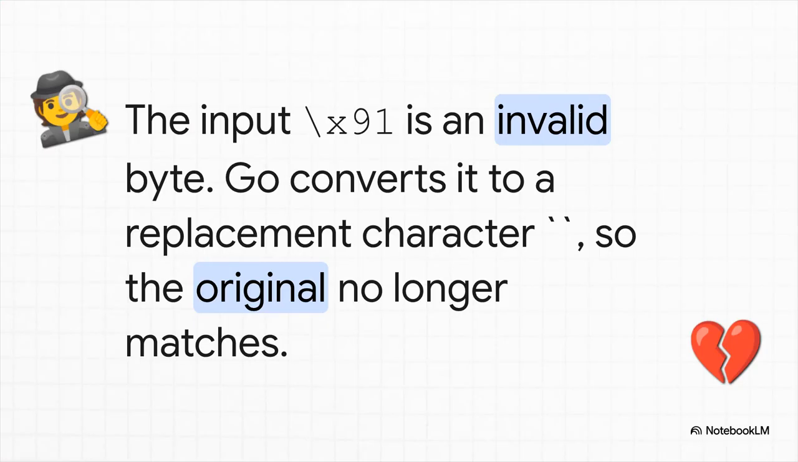Okay, so let's break this down. The fuzzer created a string with a single byte that is not a valid character. When Go sees that and tries to convert it into runes, it basically says, I don't know what this is, and it replaces the bad byte with a special replacement character. So our test fails because the original garbage input and the cleaned up version are no longer identical.